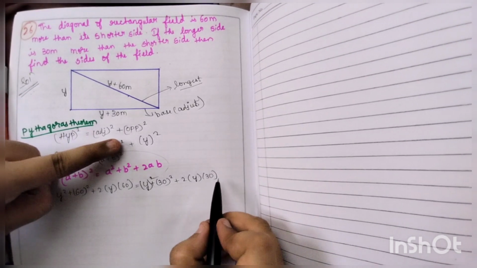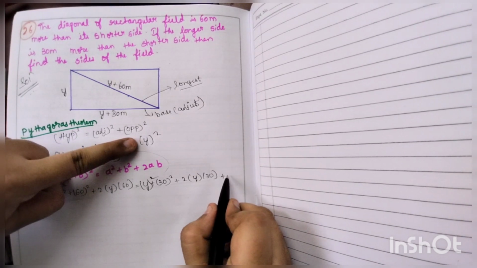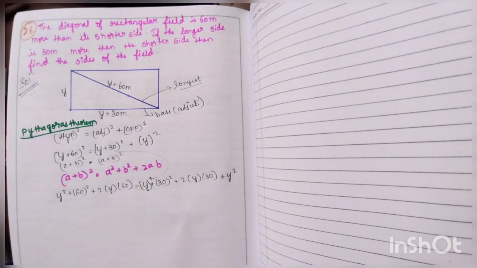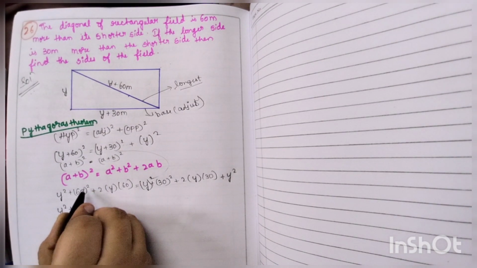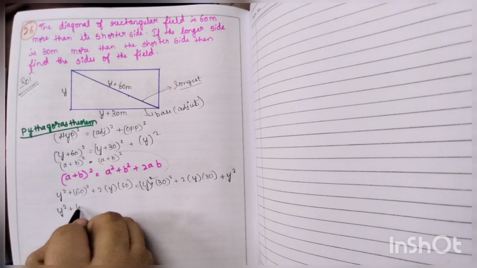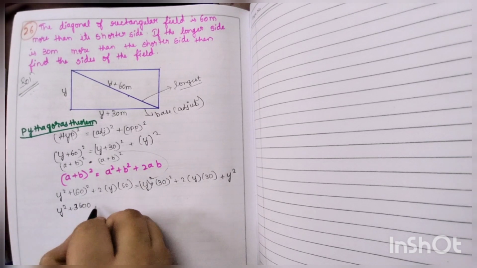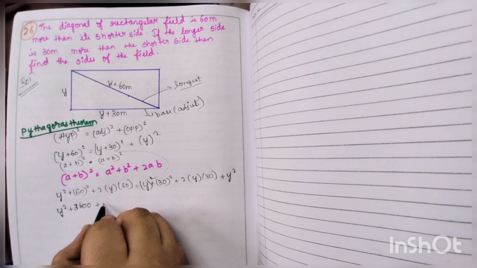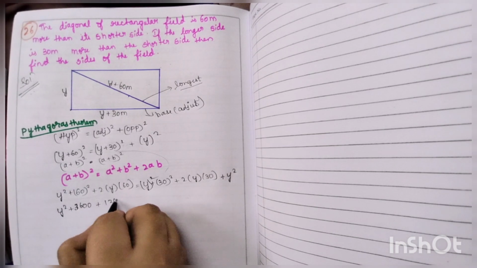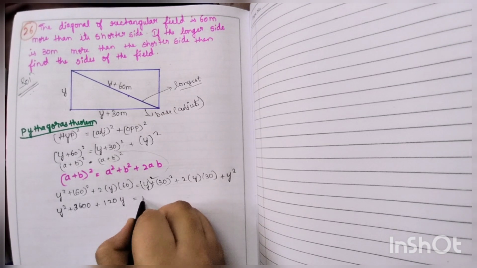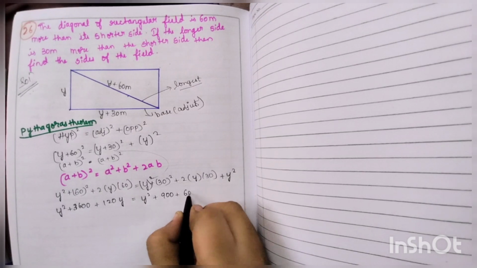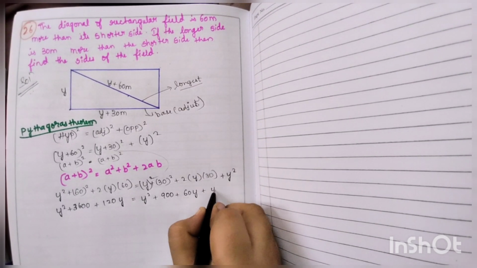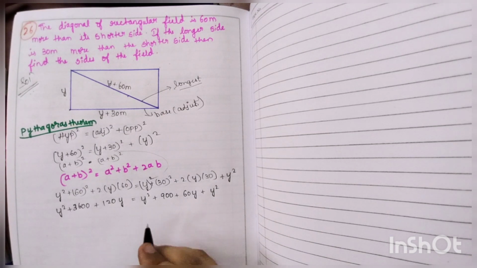So next plus here, then what is y? y square as it is. Now just solving it, y square plus 60 into 60, 3600, correct? So and we have 120 into y is equal to y square plus 900 plus 60 into y plus y square. Now there are two y square terms, arrange it in the order, okay?